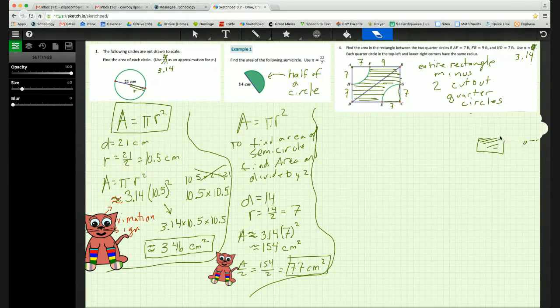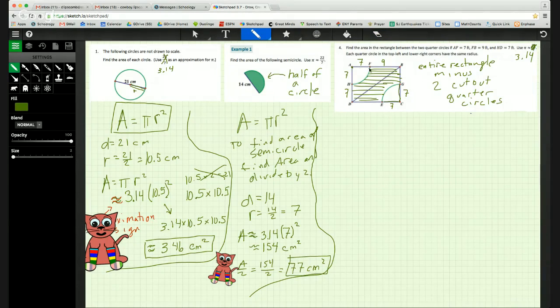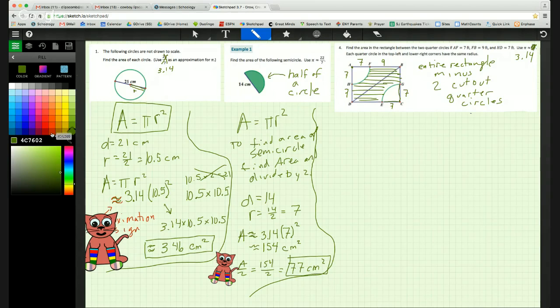But in this case, we're looking at a problem where we're going to find the area of this rectangle and subtract off this piece. Let me make this in red. We're going to subtract that out. So our strategy is to first find the area of the entire rectangle, and then we're going to subtract these 2 quarter circles.